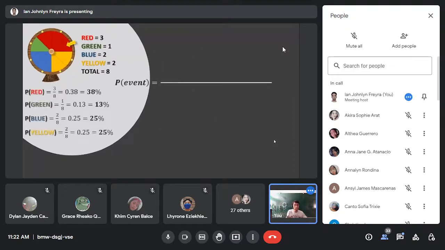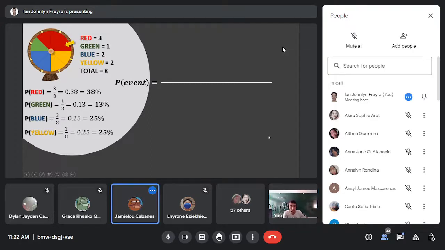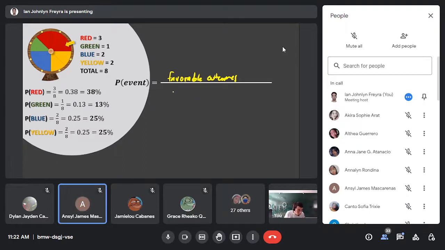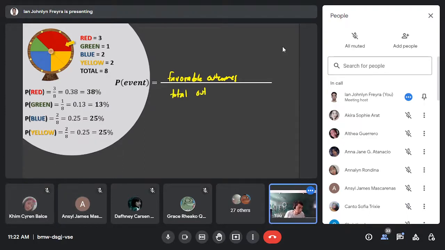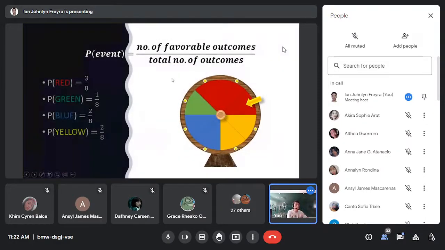Okay, from this, what do you think is the formula for finding the probability of an event? Ano yung nalagay nasa taas? Tapos over yung nasa baba. Sa taas, yung outcomes that we are looking for, or the outcomes that we sought for, or simply, the favorable outcomes. Yung nasa baba naman, total outcomes. Okay, that's the formula. Number of favorable outcomes over total number of outcomes. That is the formula for finding the probability of an event.